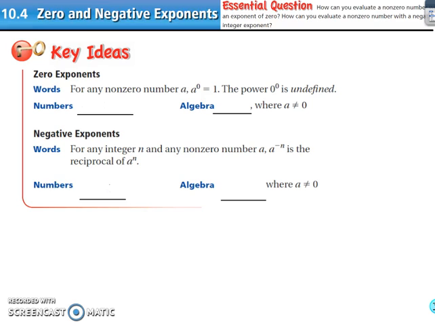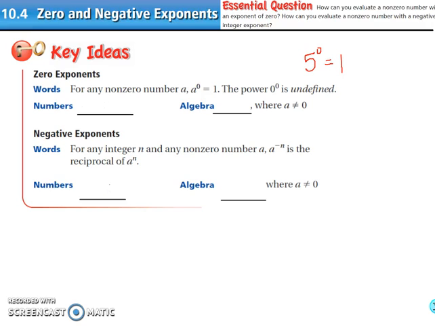Our key ideas today. First, zero exponents. In words, any non-zero number a, where a is raised to the 0 power, is equal to 1. However, if we have 0 raised to the 0 power, it is undefined. So, for example, if I take any non-zero number, such as the number 5, and I raise it to the power of 0, this gives us a result of 1.